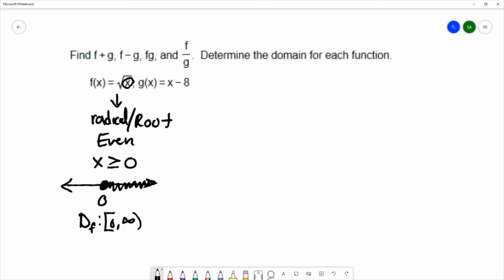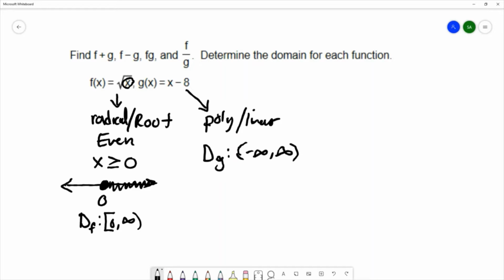Then when we look at the other function, g of x, that is a polynomial function, more specifically a linear function. So it's polynomial or linear. And we know that the domain of polynomial functions is all real numbers. So we're going to say that the domain of g in interval notation is negative infinity to infinity. So those are the domains of the individual functions. We'll use that later when we're finding the domain of these combined functions.